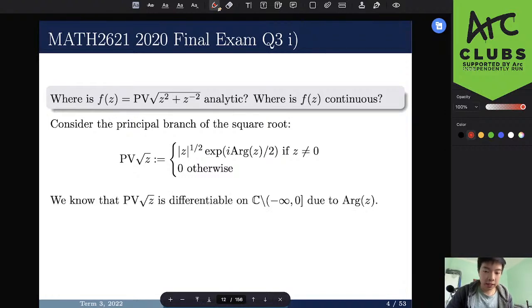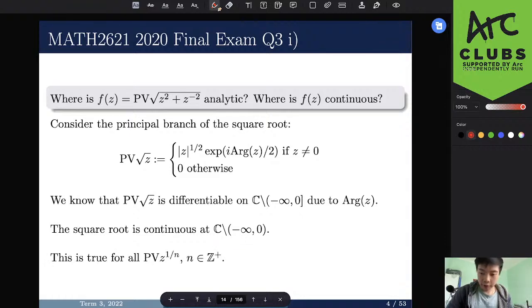The main properties are that since arg is involved, it's not differentiable on this line from 0 to minus infinity inclusive. And so it's differentiable everywhere else. And then we know that the square root is also continuous at 0. So it's continuous everywhere except the line from 0 to minus infinity where it does not include 0. And of course, this is true for all principal value roots, and you can just call it whenever.